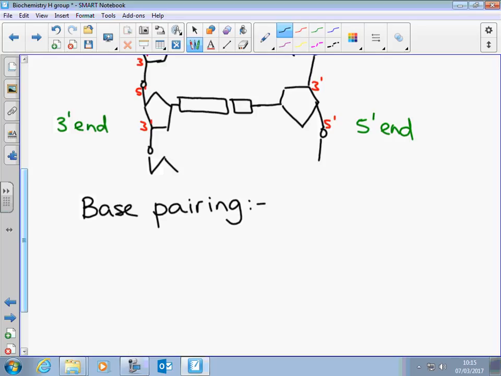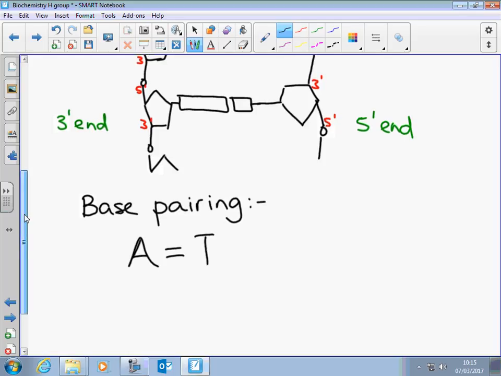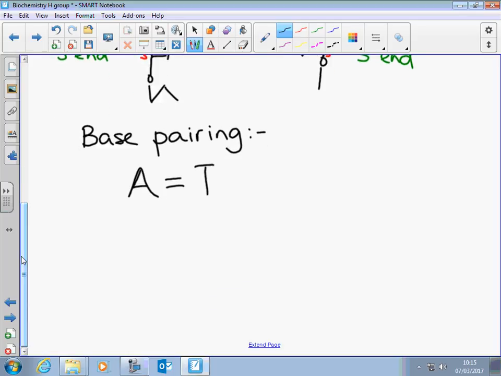But they form different numbers of hydrogen bonds. Now, if you look at those diagrams, the dotted lines represent hydrogen bonds. How many hydrogen bonds do you get between adenine and thymine? 2. And how many between guanine and cytosine? Yep, got them. So adenine and thymine, I'm just going to put them with 2 lines like that. It's not a double bond or anything, just 2 hydrogen bonds. Cytosine to guanine is how they pair.